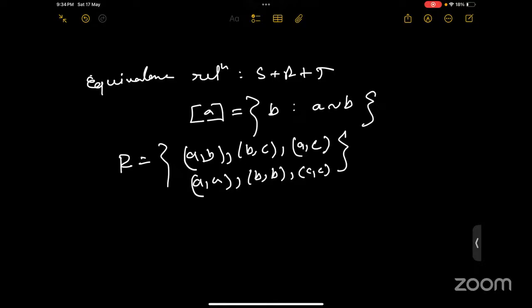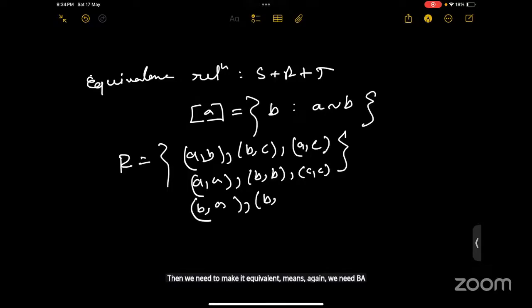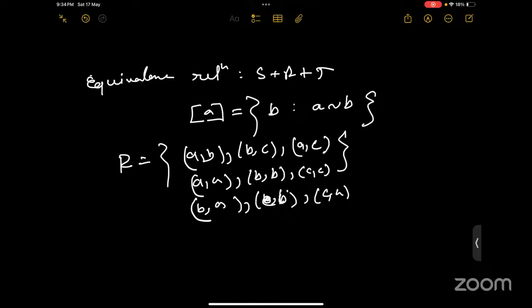Then we need to make it equivalent, which means again we need BA, C, D. Is it now equivalent? Is it now equivalent?